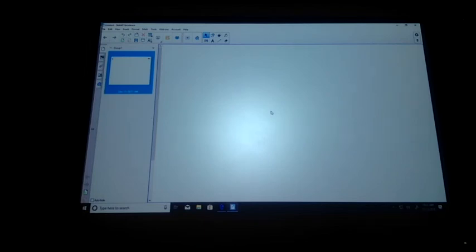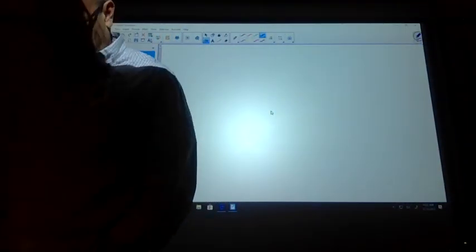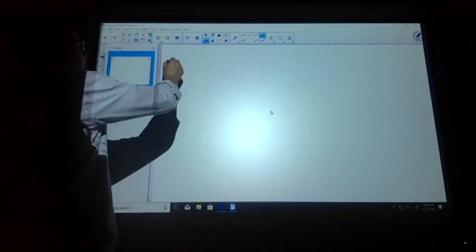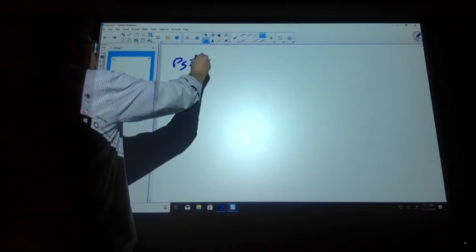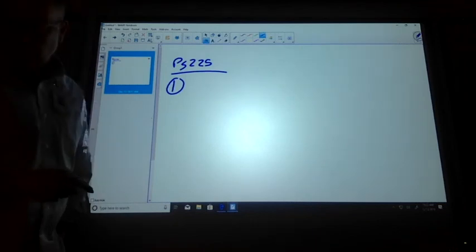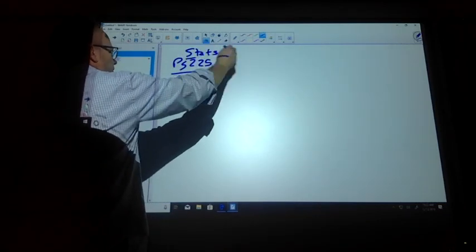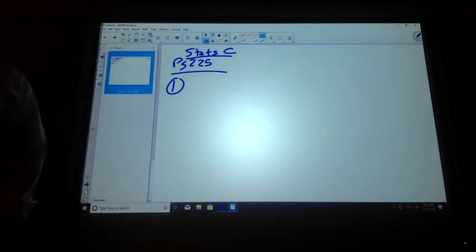All right. So I am on page 225, and I'm looking at problem 1. This is off of the stats C worksheet.